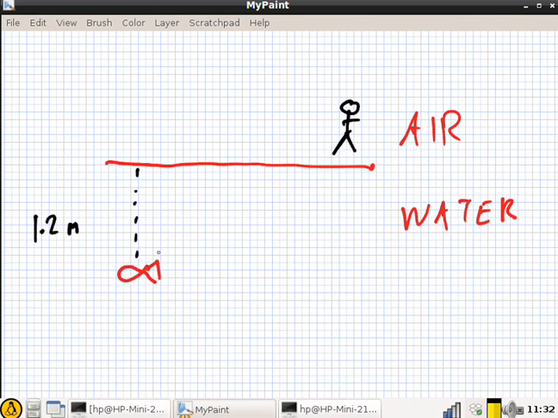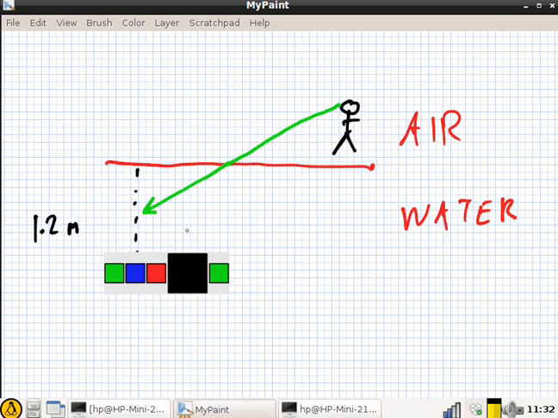Now, he is aimed at, if I draw it in a different color, here's his eyes. He thinks the fish is here. And you know this, if you look at things in the water, they don't look like where you think they might be. And it's because the angle changes for the light.